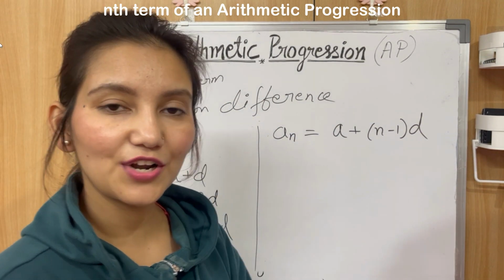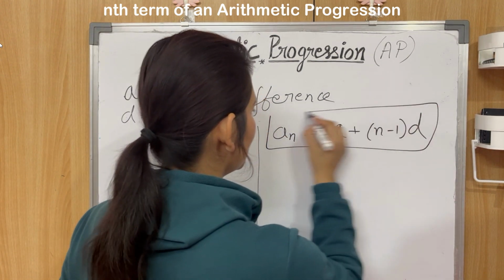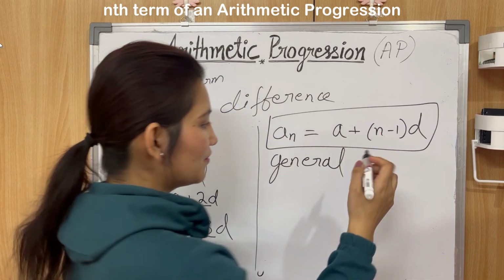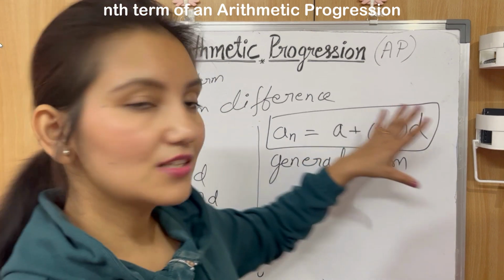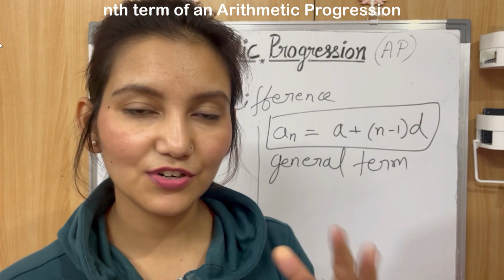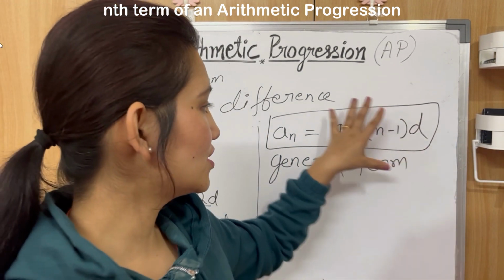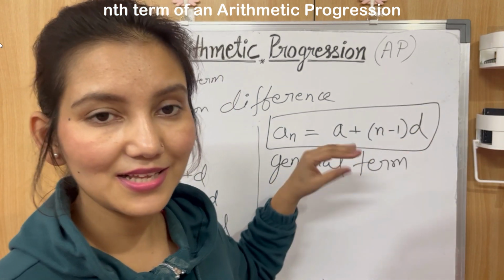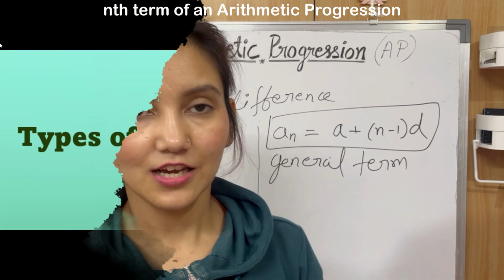This is the formula for the nth term of an AP, and this is also known as the general term of an AP. Why do we call it the general term? Because using this formula you can get any term of an AP, meaning the first term, second term, third term. You just need to put the values into this formula and you can get the specific term, and that's why this is known as the general term of an AP.